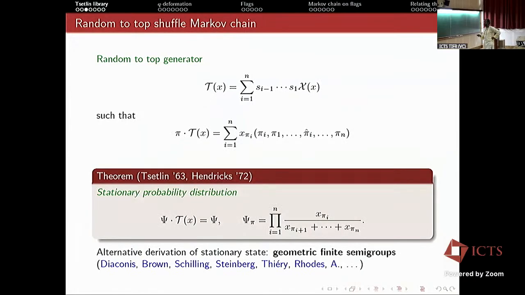So Tsetlin proved, and later Hendricks rediscovered in a very cute 3-page paper, that the stationary distribution has this beautiful product formula. The probability of seeing any permutation pi is x sub pi 1 times x sub pi 2, etc. You just multiply them on the top. And in the denominator, you take x sub pi i plus x sub pi i plus 1 plus etc. up to x pi n. So you take the suffix sum, and you take this product. Notice that the denominators are different for different permutations. But it's a probability distribution, which means they sum to 1.